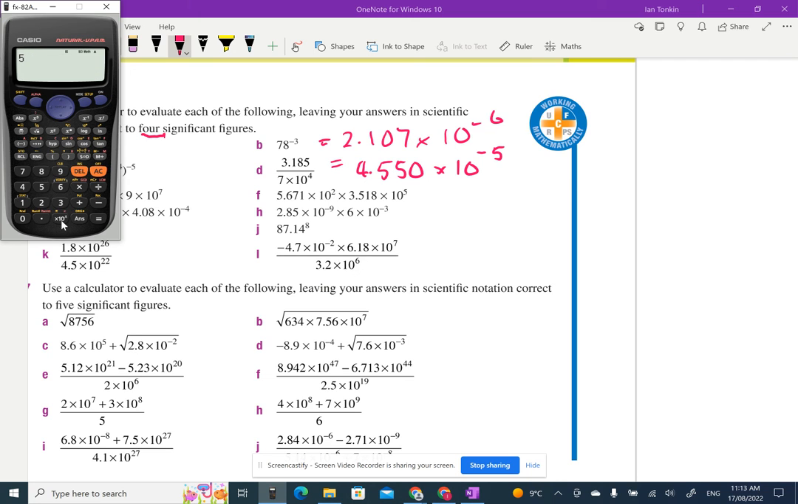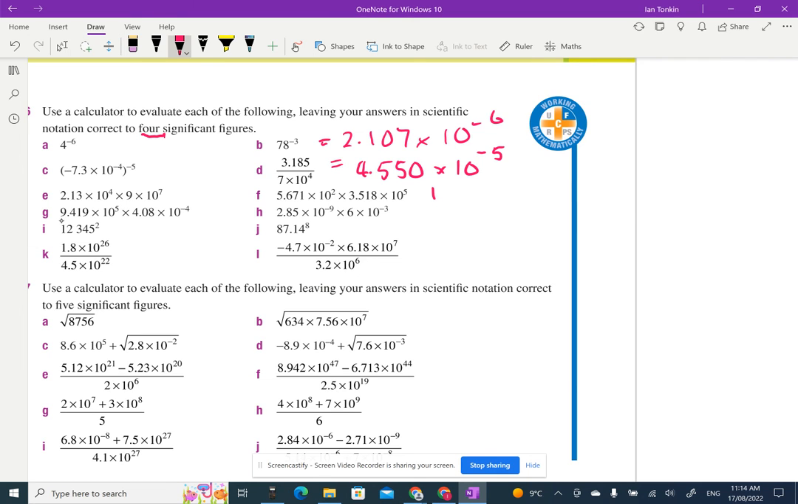So what have I got? 5.671 times 10 to the power of 2, and then I've got times 3.518. I'm going to press that button down the bottom, and I'm going to put a 5. And again, yeah, I don't like it, but I still get the right answer. 1.995 times 10 to the power of 8.